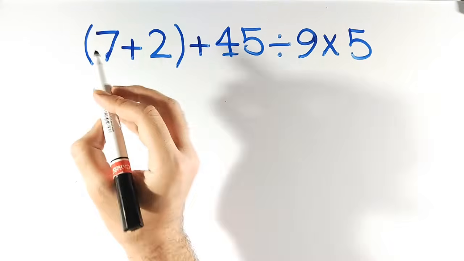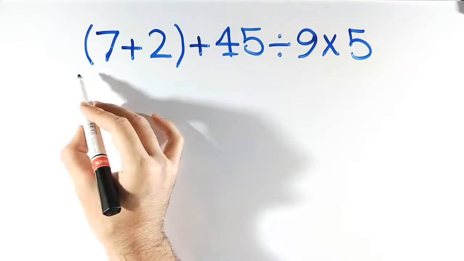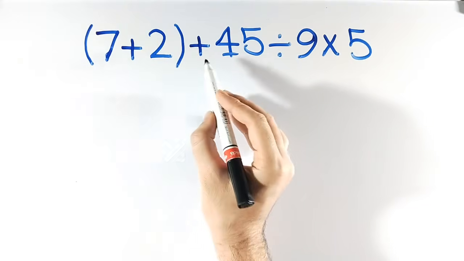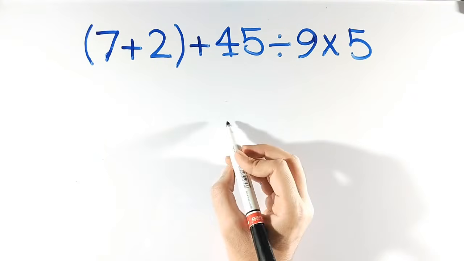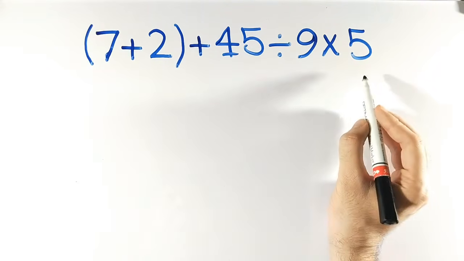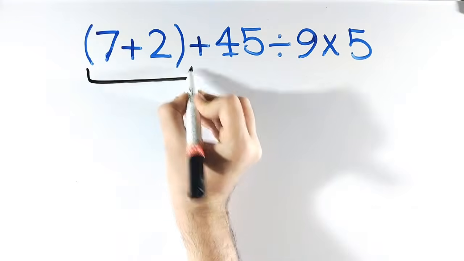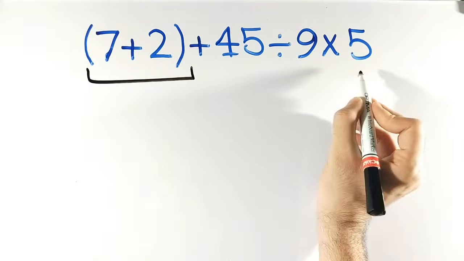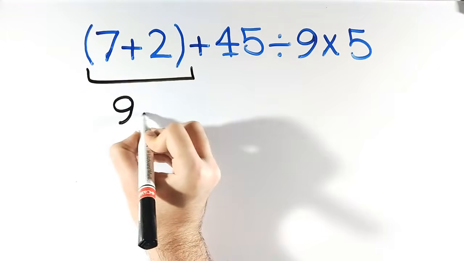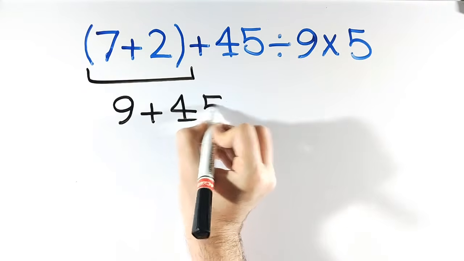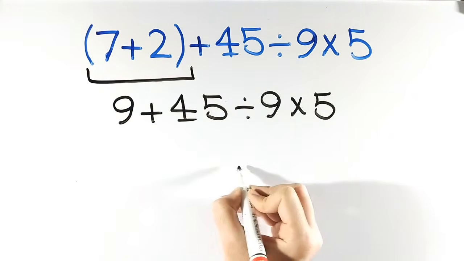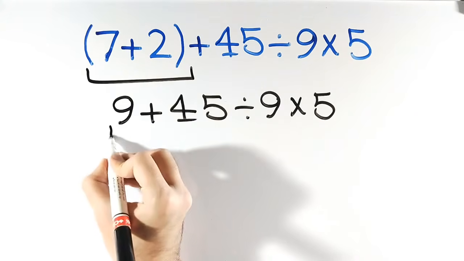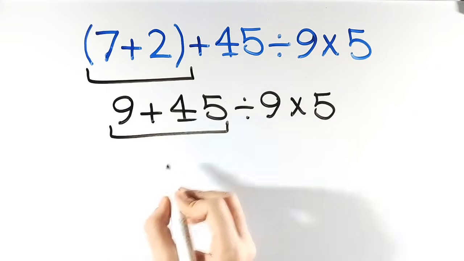What is the value of the expression 7 plus (2) plus 45 divided by 9 multiplied by 5? Many people, when solving this question, first go for the expression inside the parentheses and instead of this expression, they write 9 plus 45 divided by 9 multiplied by 5. And the next step, they go for the addition between 9 and 45.